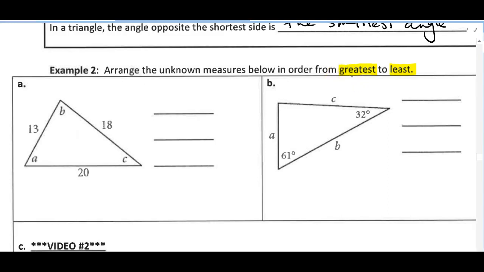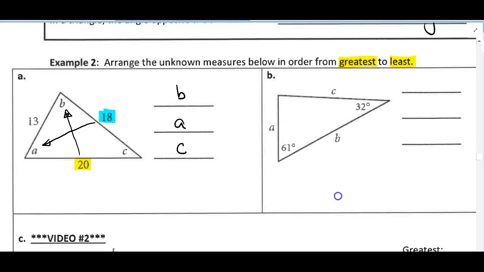So I'm given the 3 sides. I want to look for the largest side. So here's my largest side. And then if I go right across, that's going to be my largest angle. So that's going to be B. So the next largest side is going to be the 18. So if I go across the triangle opposite 18, that's going to give me angle A. And then the 13 is the smallest side, so opposite that would be C.